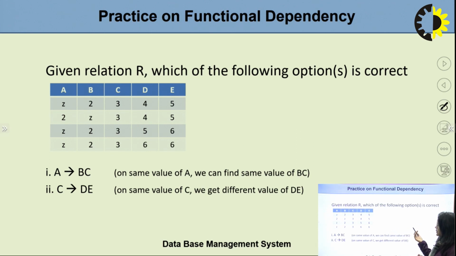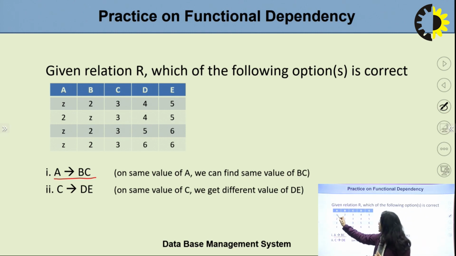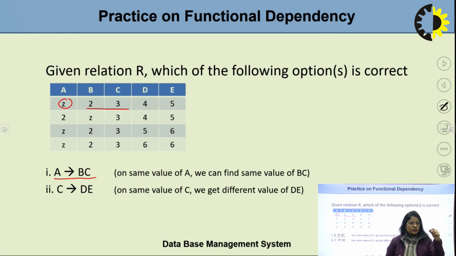Okay, so here we can see that if we are talking about this functional dependency, let's check in the relation for what values of A, the value of BC can be found out, right? So here we can see the value of A is Z, and the value of BC is 2, 3. So if this functional dependency holds, it means what? For every tuple, if the value of A is Z, the value of BC should be 2, 3 if this functional dependency holds, right?